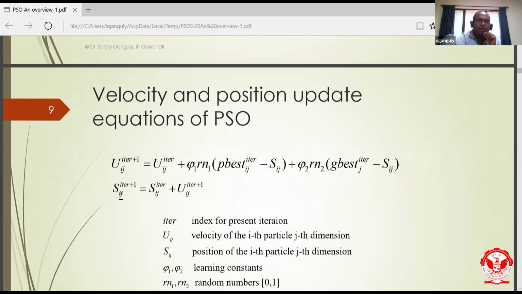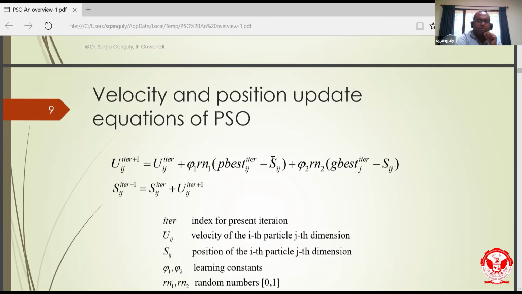Here you can find that S stands for the position, or location, of a particle, and U stands for the velocity. This is how, from one iteration to the next, I update the position: the position at iteration iter plus 1 is obtained by adding the velocity. And how do you get the velocity? This velocity is also updated from the previous velocity value with the addition of these two terms.